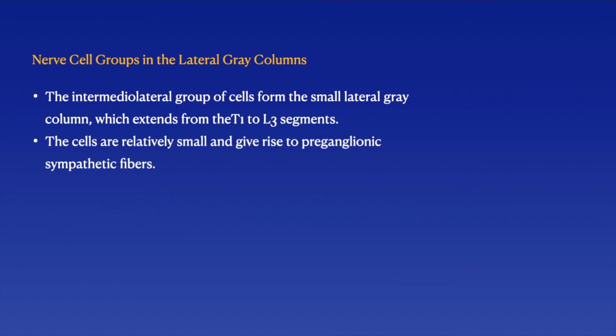The nerve cell groups in the lateral gray columns. The intermediolateral group of cells form the small lateral gray column, which extends from T1 to L3 segments. The cells are relatively small and they give rise to preganglionic sympathetic fibers.